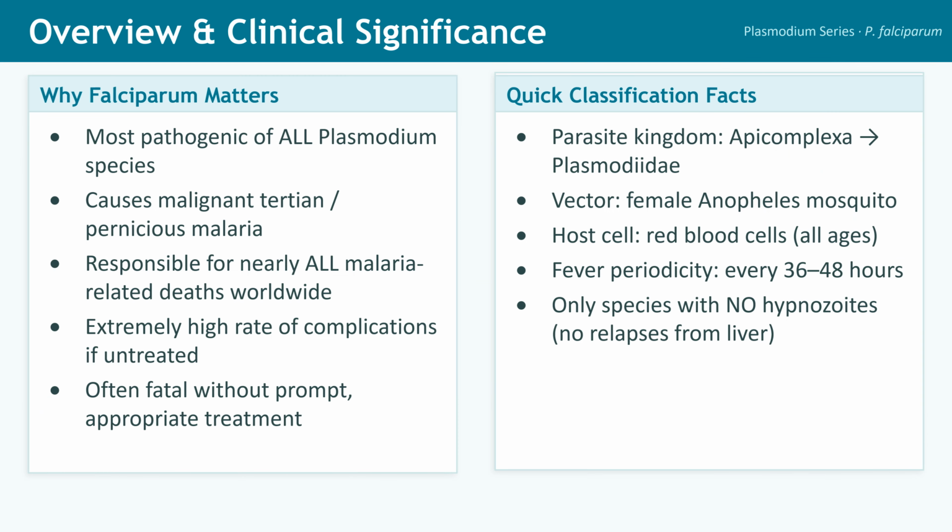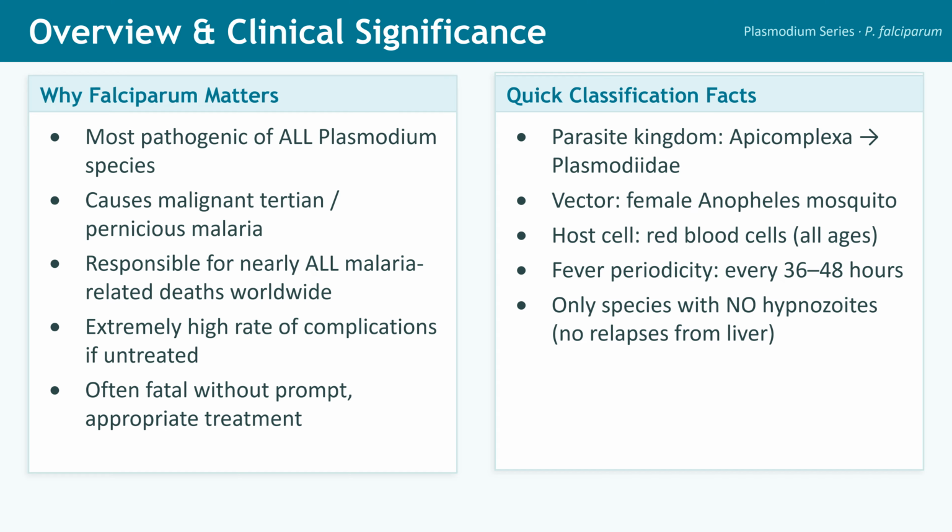Why does falciparum matter more than the other species of Plasmodium? The answer is that it is the most pathogenic of all the Plasmodium species, and the disease has a high rate of complications and, unless treated, is often fatal. The species is responsible for almost all the deaths caused by malaria worldwide. Because of the high rate of complications and fatality, this parasite is considered the key point of importance among the other parasites.